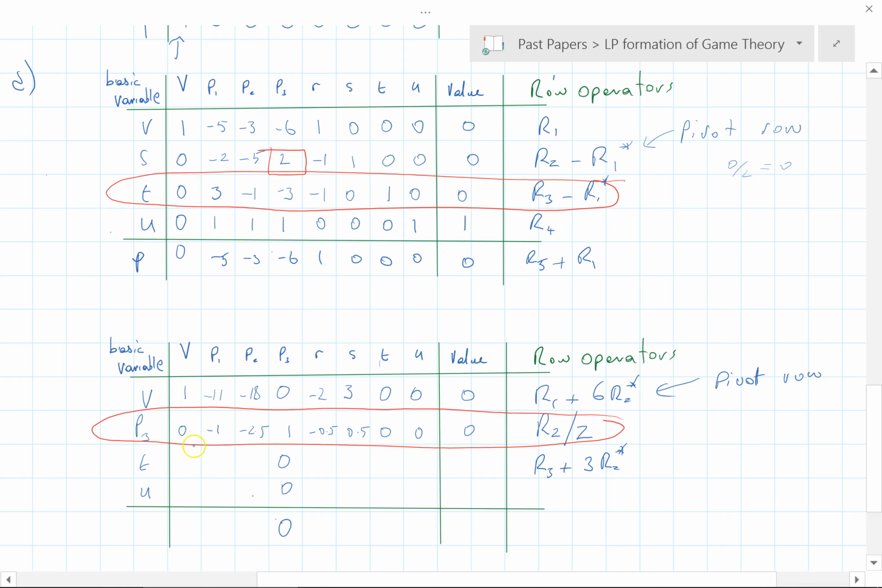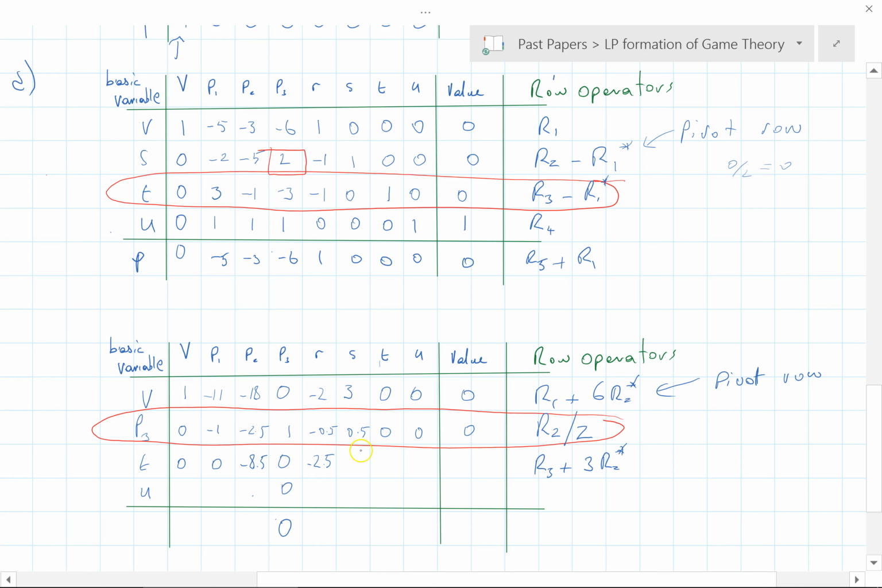0, add on 3 times 0, which is 0. 3, add on 3 times minus 1, which is also 0. Minus 1, add on 3 times minus 2.5. Now that's minus 7.5 minus 1, it's minus 8.5. Then we've done the 0 as well in our pivot column. Minus 1, add on 3 times minus 0.5. So that's minus 1.5, so that's minus 2.5.